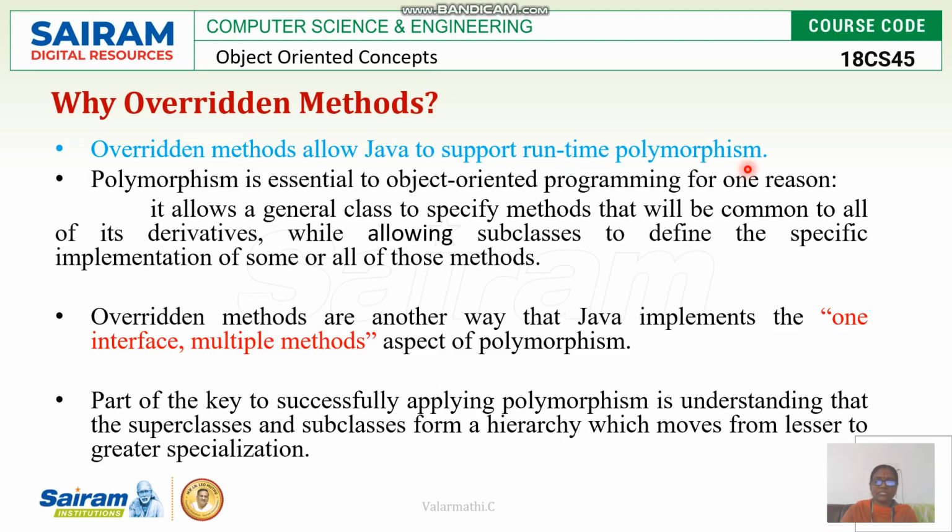So it reduces the rewriting, the recoding of the concepts. That is what is called runtime polymorphism, and it is essential in object-oriented programming for only one reason, that is it allows a general class to specify the methods that will be common to all of its derivatives. Okay, I will tell you one example here.